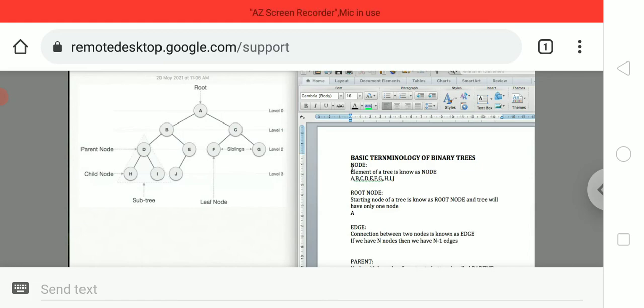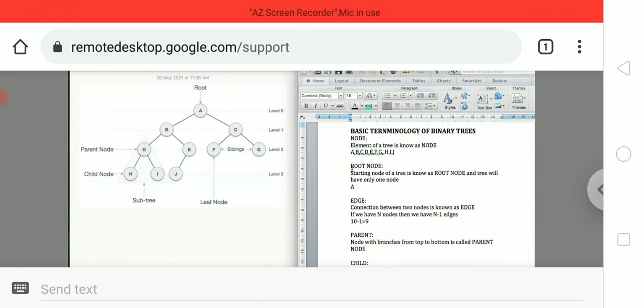To find out the edge, we have to do some calculation. That is total number of nodes minus 1. Here we have 10 nodes. Minus 1 means total 9 edges are there for us. So A to B, B to D, D to H, like that. Here we can count also.